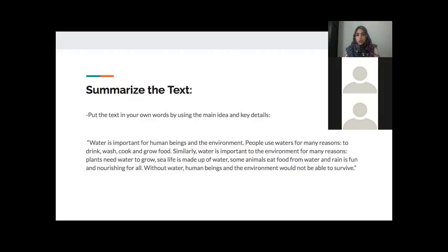Similarly, water is important to the environment for many reasons. Now we're talking about the environment, which includes our animals and our plants. They need to grow as well. So the plants need water. The sea life is made up of water, like Yusra said. So if there was no water, then there would be no animals.